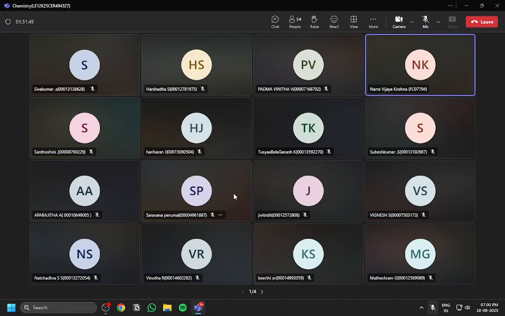1, 2, 3, 4. This is the last carbon, or we can call it the last chiral carbon. Is this the last chiral carbon or not? 1, 2, 3. This is the last chiral carbon. On the last one, chiral is not.